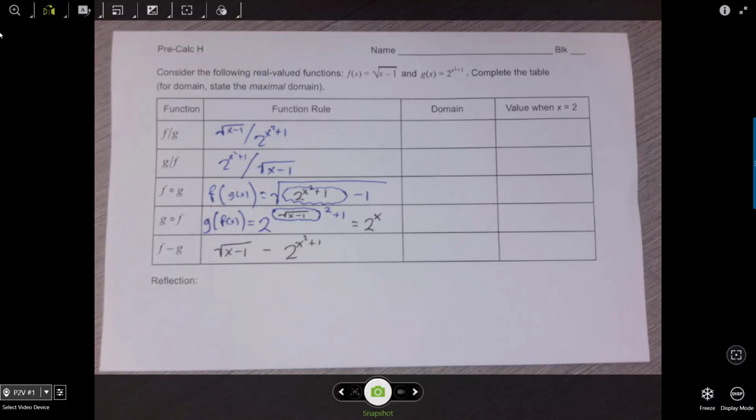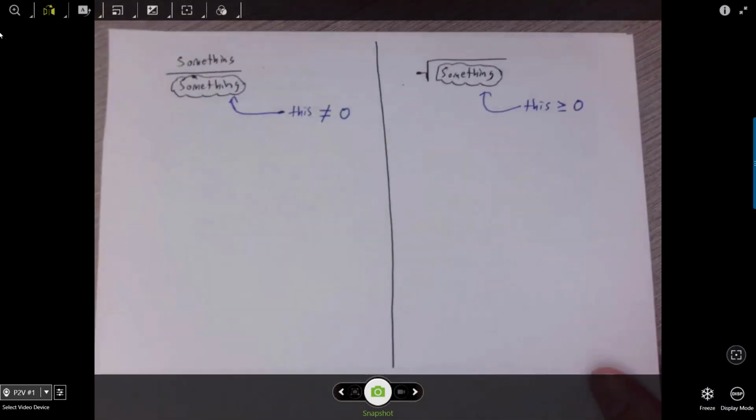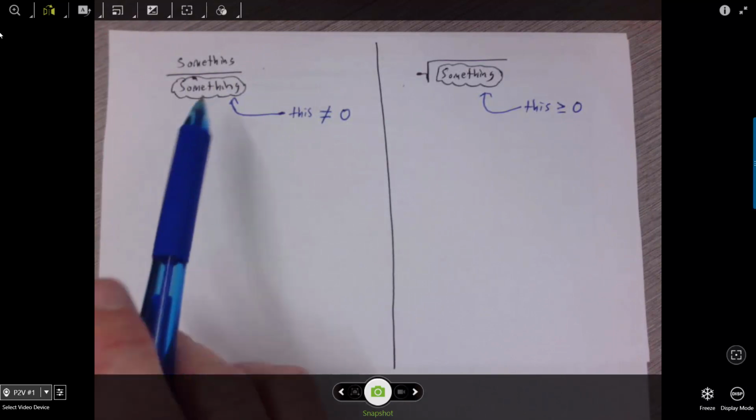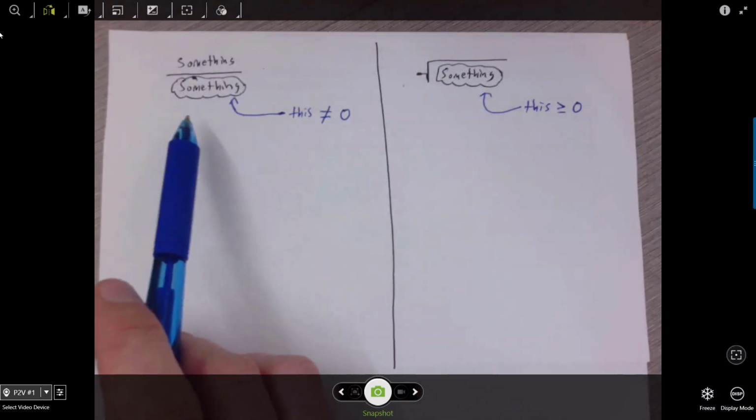So what I was hoping is you would recognize what are the significant features that tell you what you have to think about when restricting the domain for each problem. So there's two significant features. If you ever are dividing, if you have a rational expression, you know that the denominator can't be 0 because that would produce an undefined value.